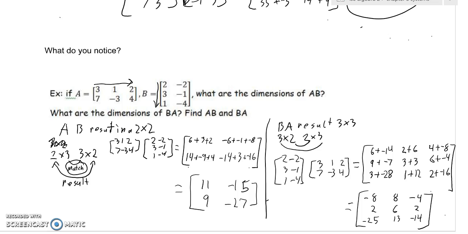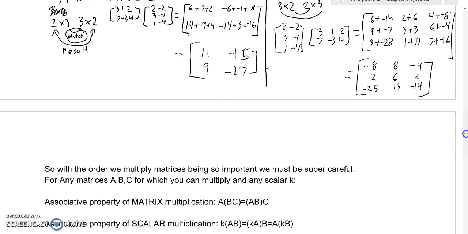So a little more clear here that the order of multiplying the matrices is super important. In one case, we get a 2 by 2 matrix. Switching it around, we get a 3 by 3 matrix. Hugely different. Very important to understand how we multiply these things together.